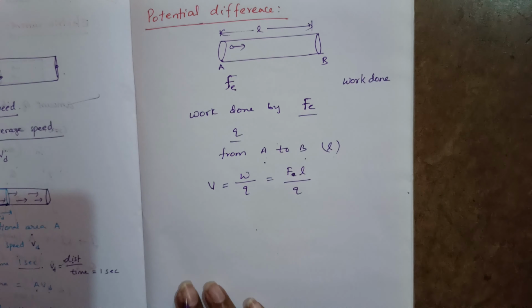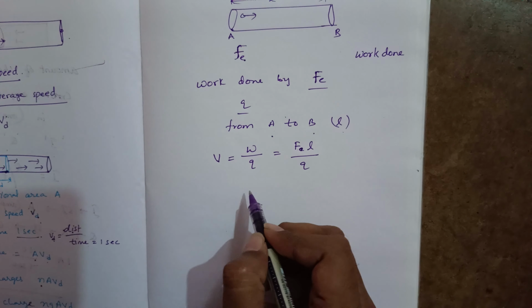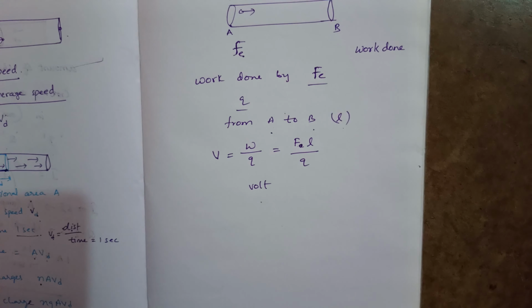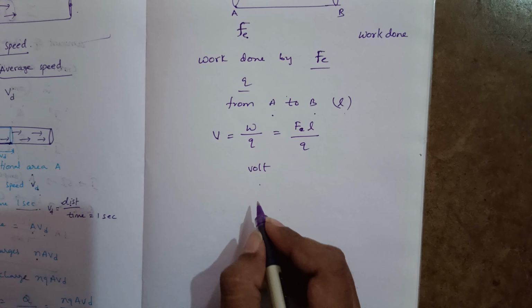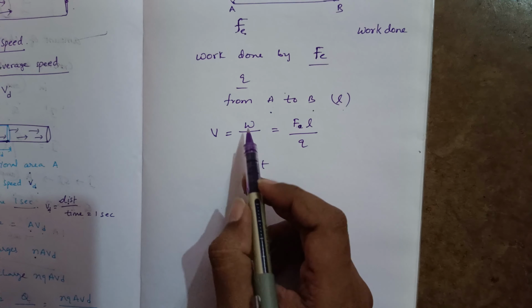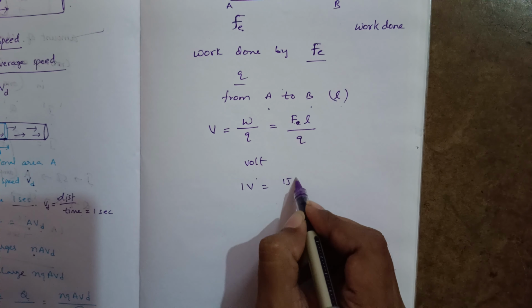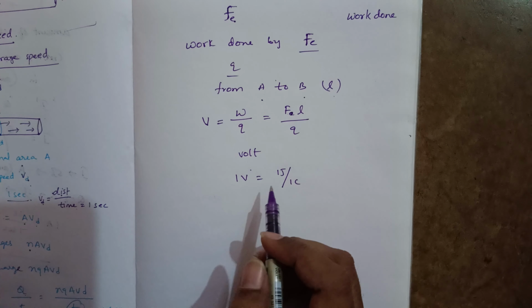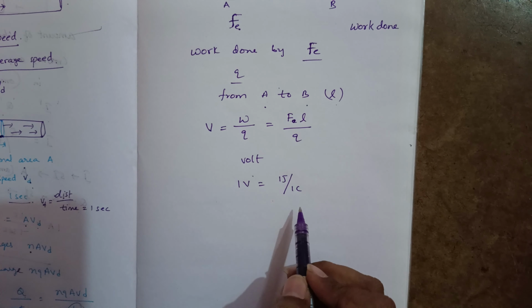Now the SI unit of potential difference is the volt. 1 volt equals 1 joule of work per 1 coulomb of charge, that is, 1 volt equals 1 joule per coulomb.